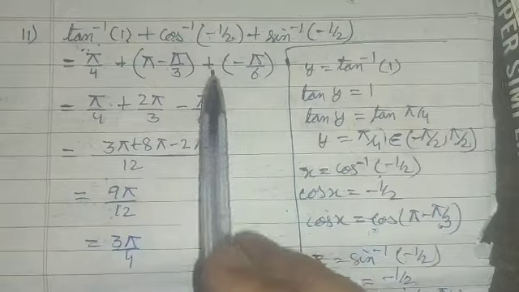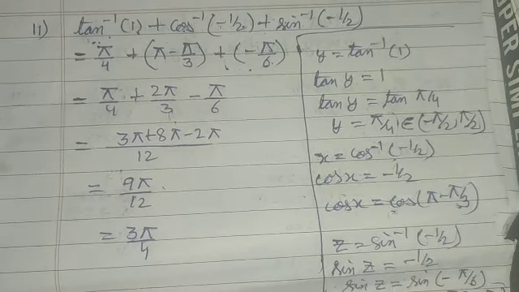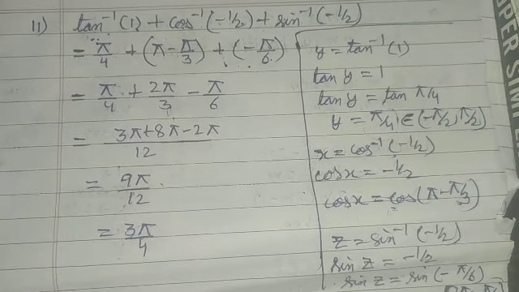Now I have taken these values here. After this you can solve it to get the answer as 3 pi by 4.